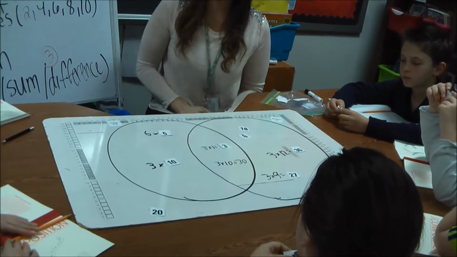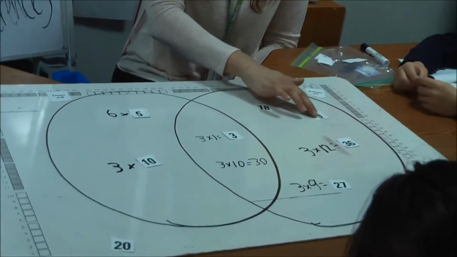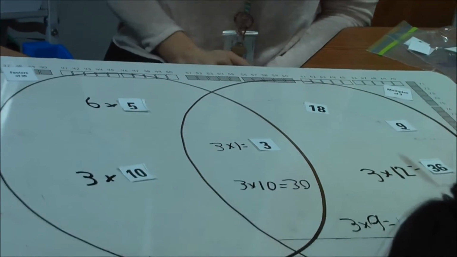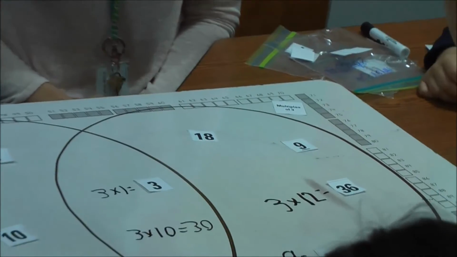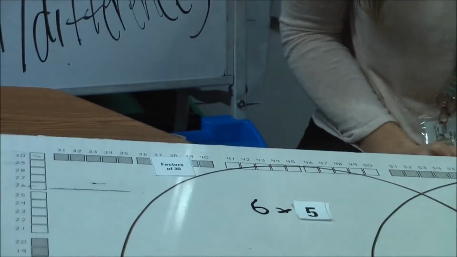Tegan, how'd you know this wasn't a 6? Because it was on your line. Very good, and that's a really important thing that we know too when working with numbers, okay? So Tegan put her 9 in multiples of 3, and Kyle, why? Because 3 times 3 equals 9. Very good. You guys are getting this. You're doing wonderful. Kimberly, you're up.